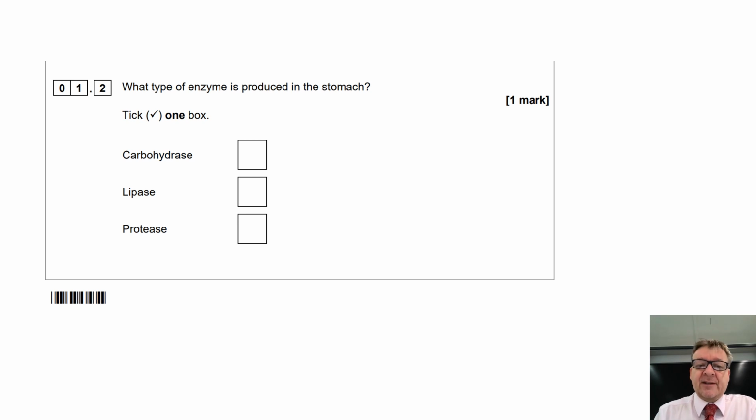What type of enzyme is produced in the stomach? I could go through all the enzymes, and you do need to know what enzymes are produced in each one. For example, the mouth has got a carbohydrase in it. The stomach only has one type of enzyme in it, and that enzyme is pepsin. Pepsin is a protease, because pepsin breaks down proteins, and they're unusual because they work at pH 2.